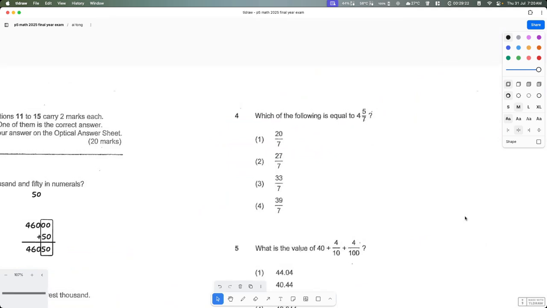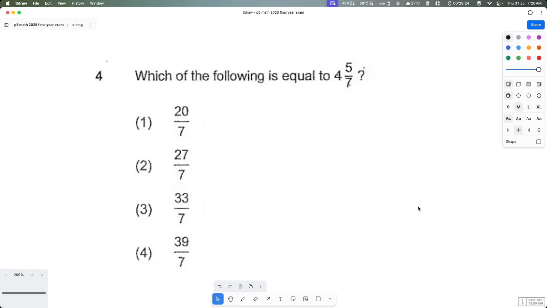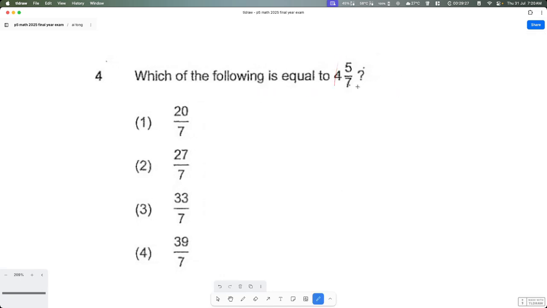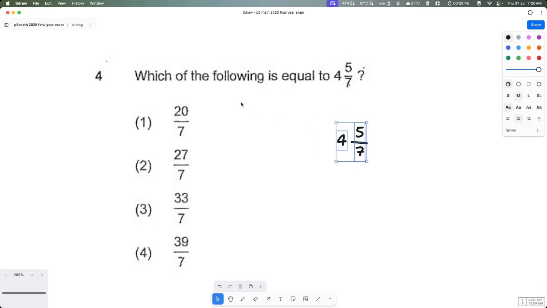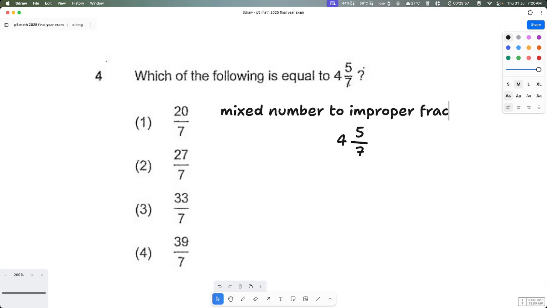Question number 4. Okay, so which of the following is equal to 4 and 5 out of 7? So if I were to make this a bit bigger, so you have 4, and then you have 5 out of 7. Okay. So now how do we make this? Basically, we want to make this into a mixed number. So I'm going to write this down. What is this? No, we're not going to make this into a mixed number, but basically we're going to change the mixed number to an improper fraction, right?